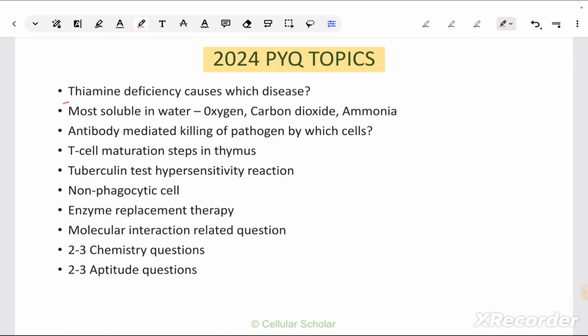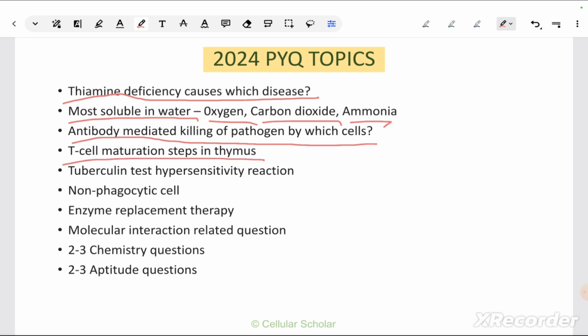Now again from vitamins, thiamine deficiency causes which disease? Most soluble in water, oxygen, carbon dioxide or ammonia. Antibody mediated killing of pathogen by which cell? T cell maturation steps in thymus. So T cell maturation basically takes place in several steps. They are first double negative, then double positive, single positive, likewise. So you should know about that process.